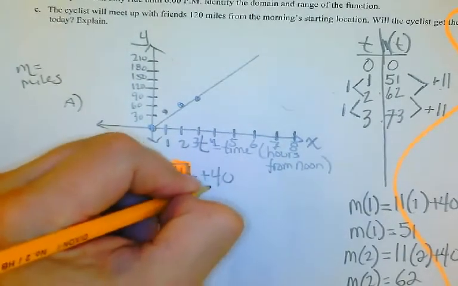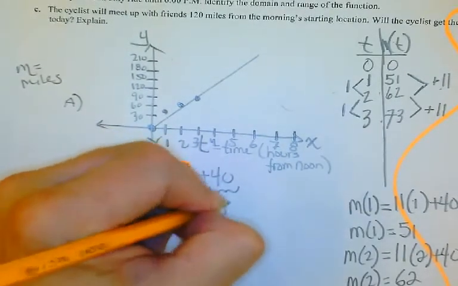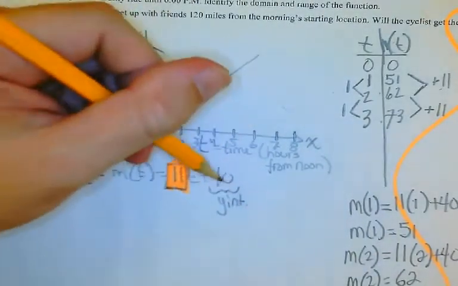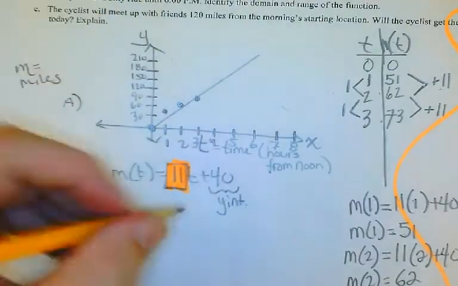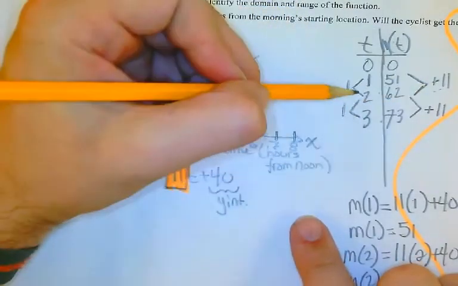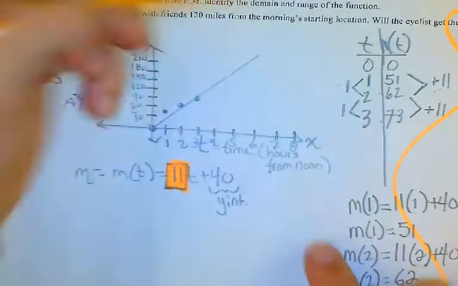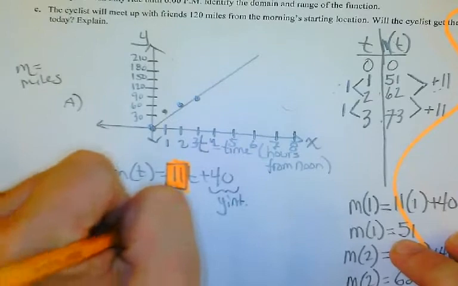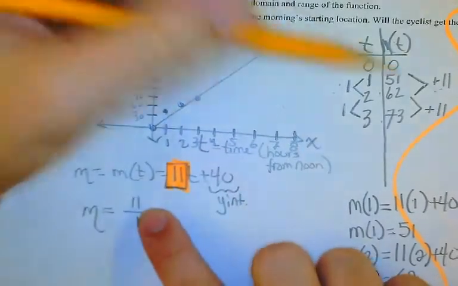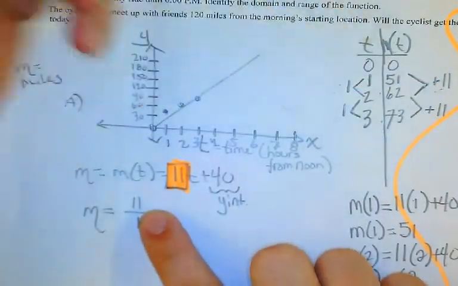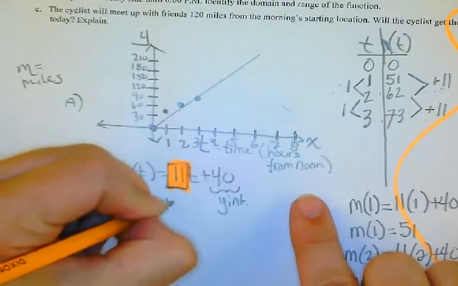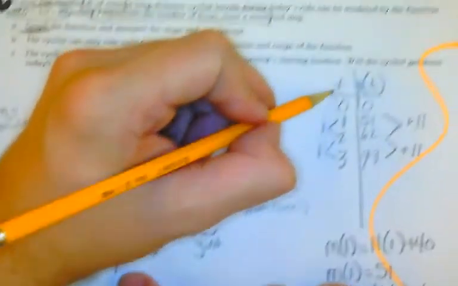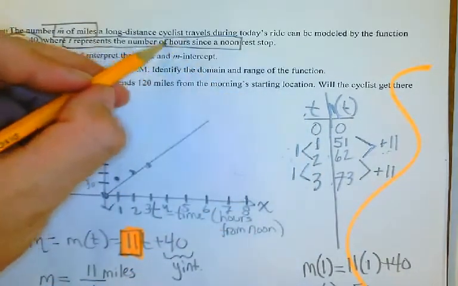And this is the y-intercept here. So we don't need this right now. I just need to know that this is not the slope, it's the y-intercept. This 11 is the slope, and it's 11 divided by 1. 11 is on the miles side, so this is miles. And 1 is on the time side, and we've been measuring time in hours.